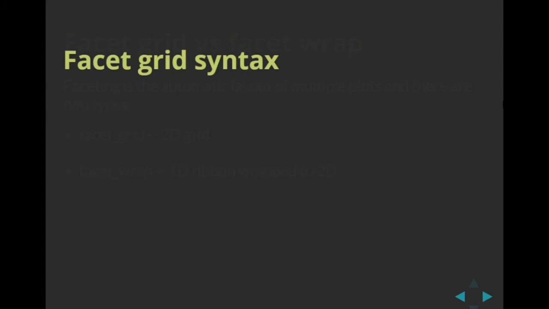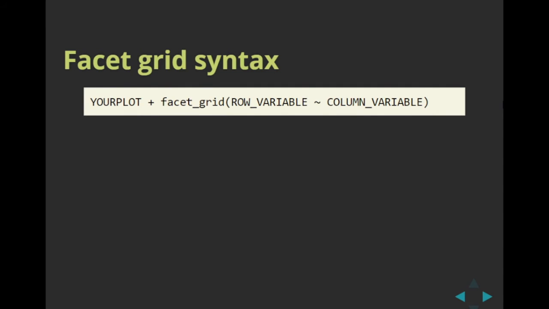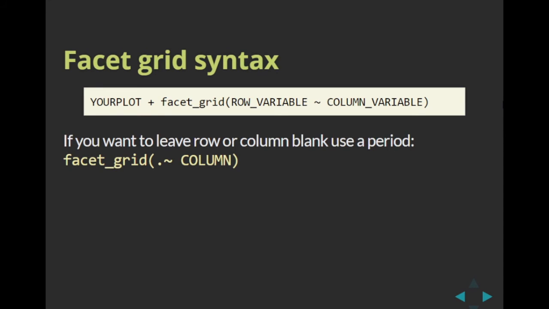So let's take a look at the syntax. With facet grid, the syntax is your plot, so here's your plot, plus, just like you're adding a layer, facet_grid, and then you give it a row variable, tilde, column variable. Now if you don't want either a row or a column, you can use just a period. So it looks like this, facet_grid, and then no row but only column. So let's see an example of this particular one. I'm going to take that sex variable and I'm going to create it as columns.